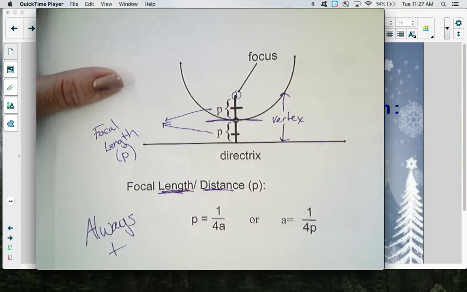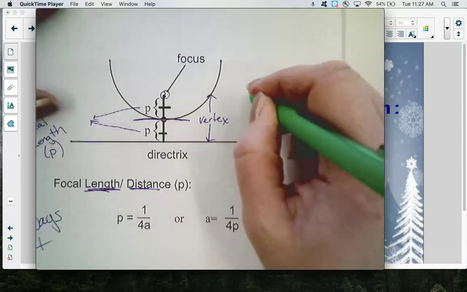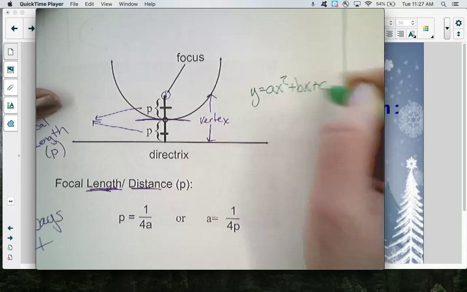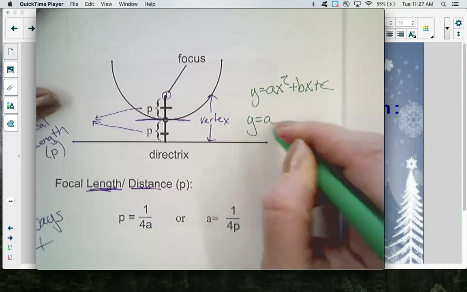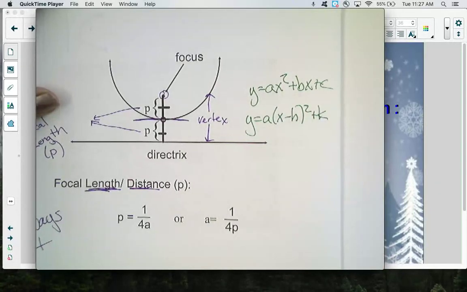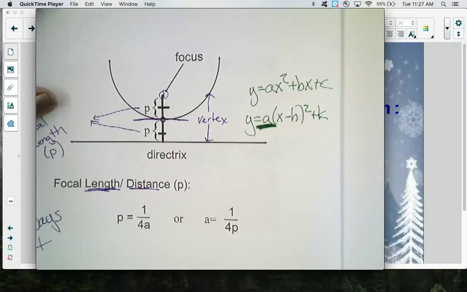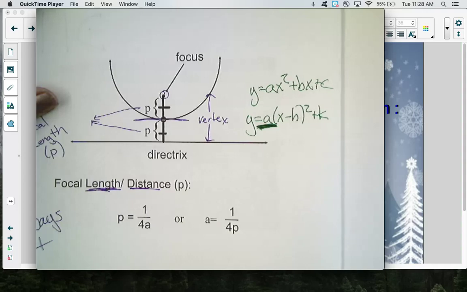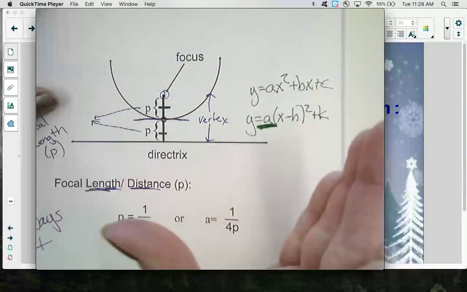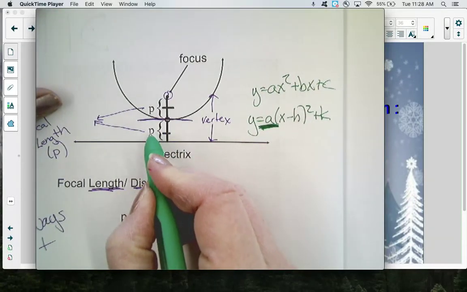All right, so the last part is, do you remember how we had those standard form, y equals ax squared plus bx plus c, and we had vertex form, y equals a, x minus h quantity squared plus k. Do you remember how I said today was all about that a value? Here's the last thing I need to show you. How I'm going to calculate how narrow or how wide our parabola is. It's based on this p value. It's based on the focal length.